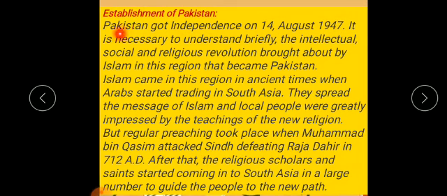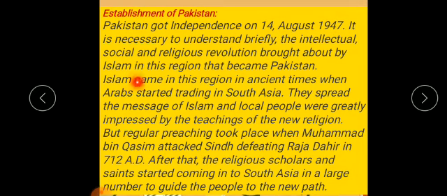It is necessary to understand briefly the intellectual, social and religious revolutions brought about by Islam in this region that became Pakistan. So dear students, we will discuss these intellectual, social and religious revolutions that Islam brought when it came here, and why they needed a separate country in the region and the subcontinent. First of all, we see how Islam came here.